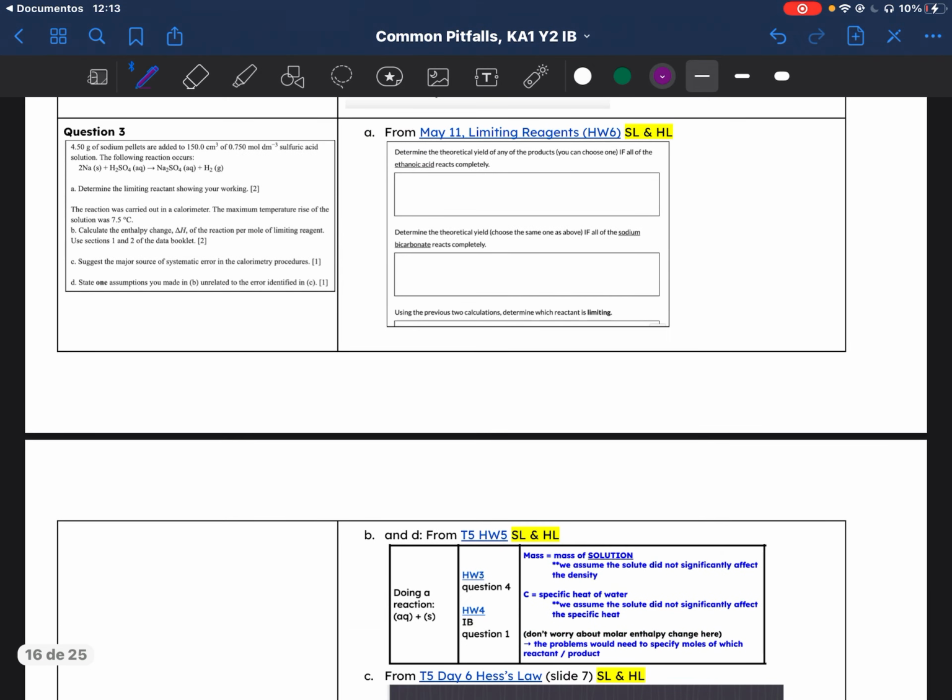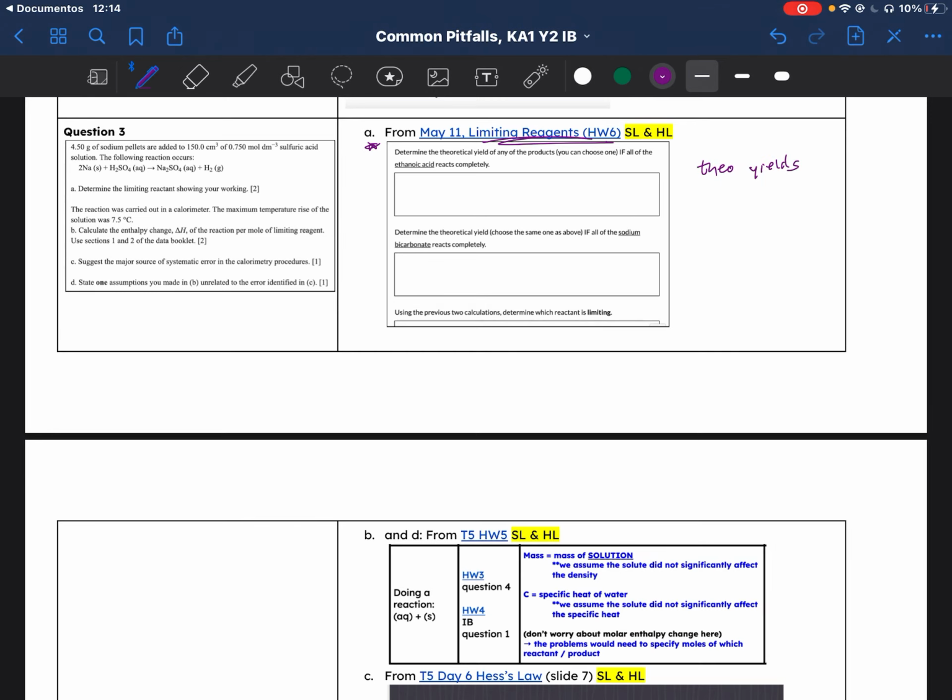All right, question 3. Question 3, standard level and high level. Everyone had the same problem here. Determining limiting reagents. Seniors, you need to know how to determine limiting reagents at this point. I saw a lot of people struggle with this. I saw people not calculating theoretical yields.